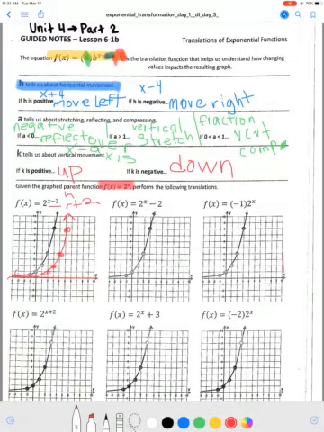Second one, 2 to the x minus 2. So if you notice here, this is my k value, right? That's going to be the one that's on the outside. So it's going to be down 2. Which means when I shift this whole thing down, really my asymptote is going down. And we've mentioned this before, that outside number always refers to my asymptote. So my asymptote is going to be y equals negative 2 now.